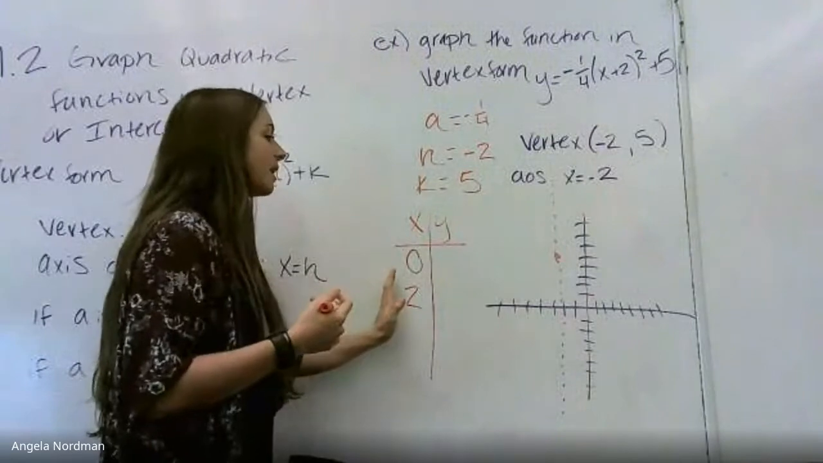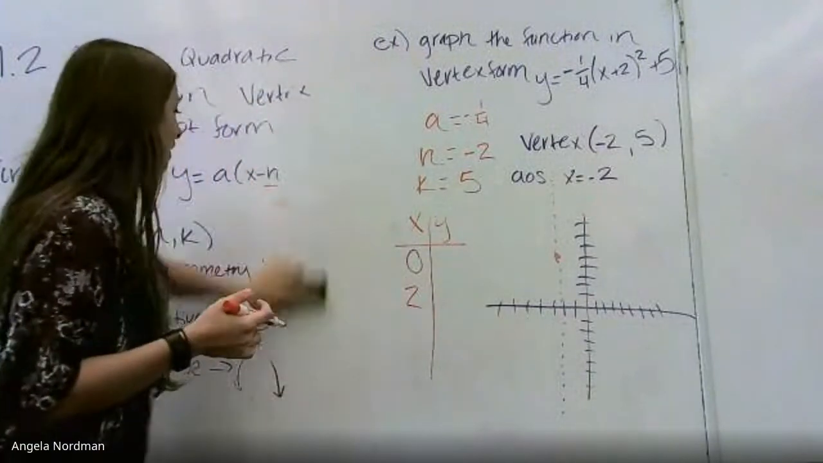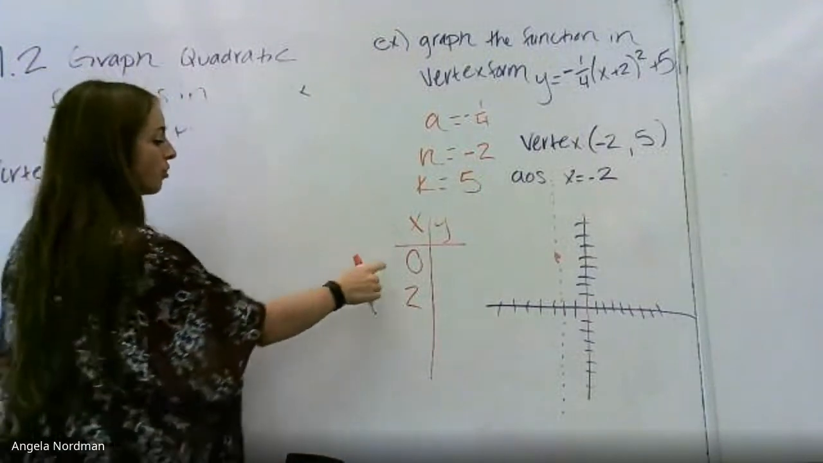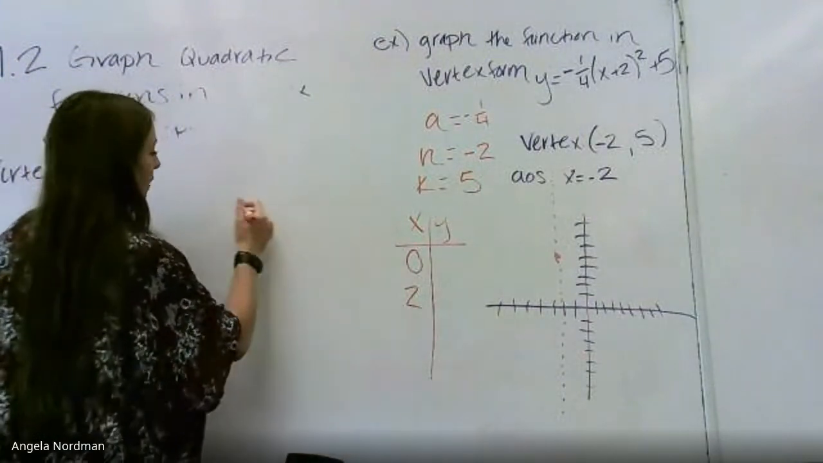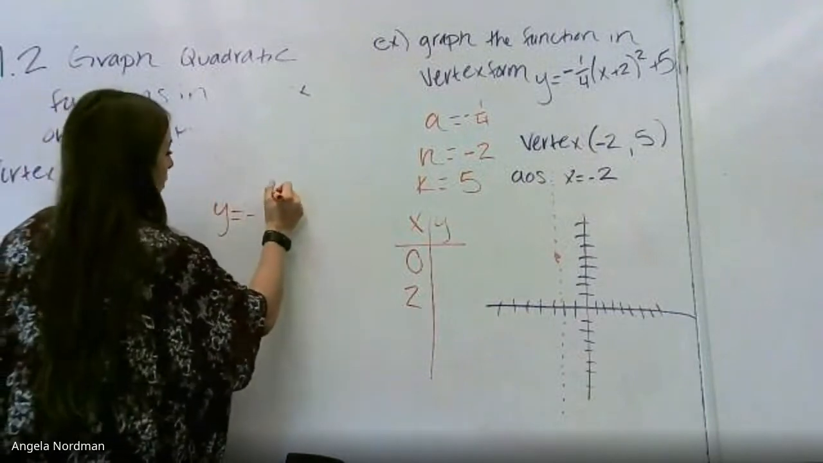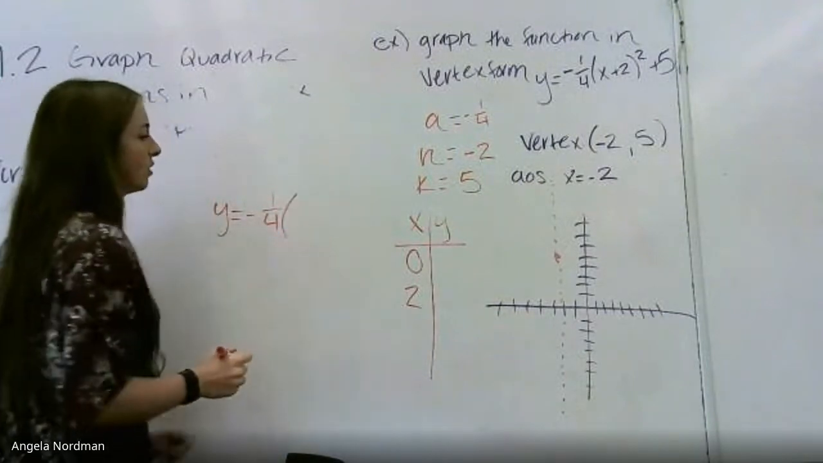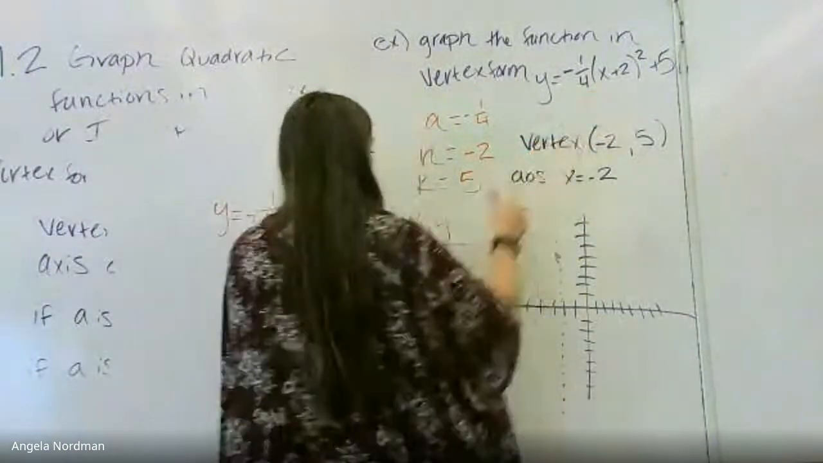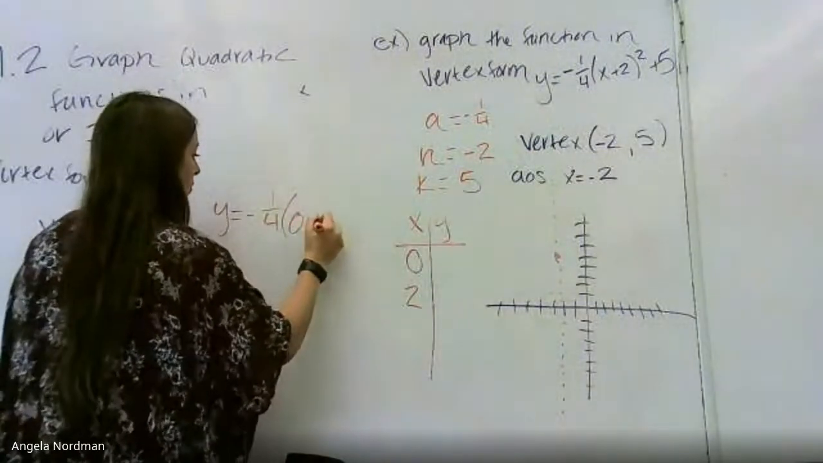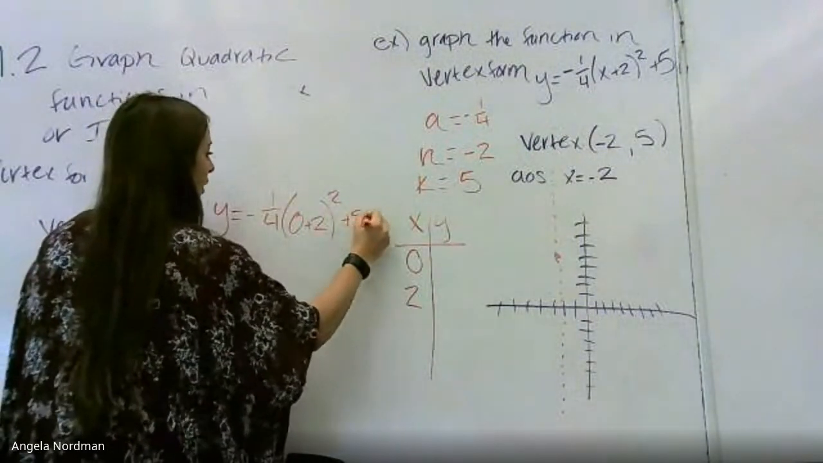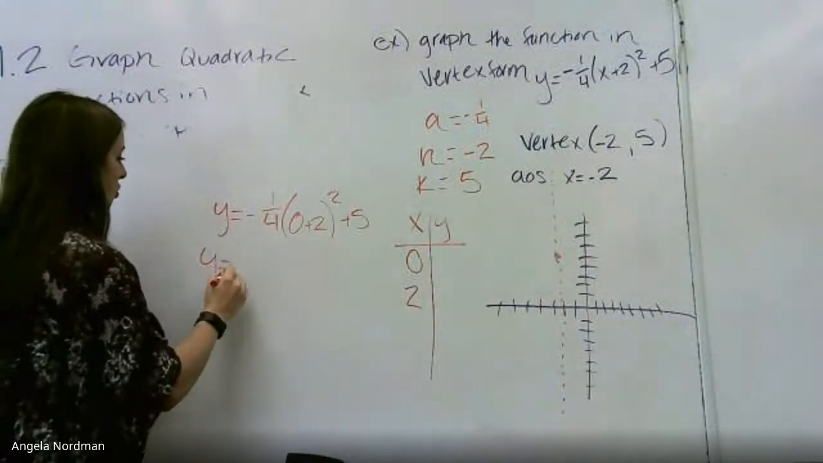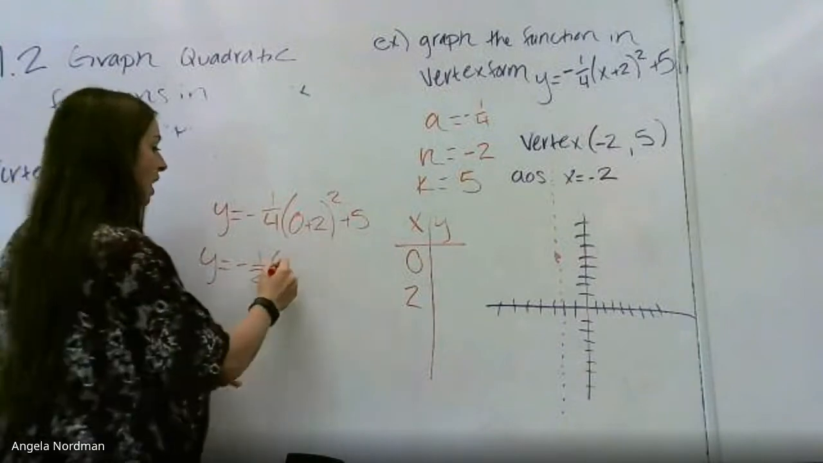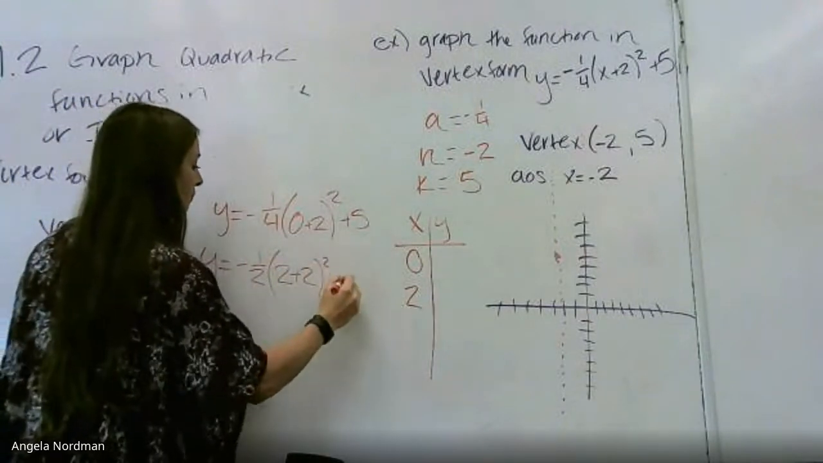So if I claim an x value, how do I go back and find my y? Well, you plug it into the original equation. So if I'm claiming my x to be 0, I would go back to my original equation of y equals -1/4, and instead of putting an x in here, I put my 0. So it's 0 plus 2 squared plus 5. Now I'm going to do the exact same thing for when x equals 2. Instead of putting x in, I put 2 in.